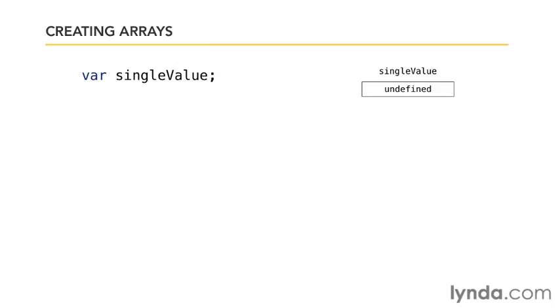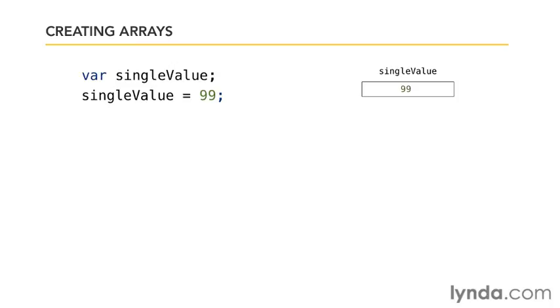So we've seen how to create variables. We use the word var, we give it a name, and then we can use the equal sign to give it a value. That could be a number, that could be a string, that could be a Boolean. What we can also do is create arrays. An array is a single variable that holds multiple values.